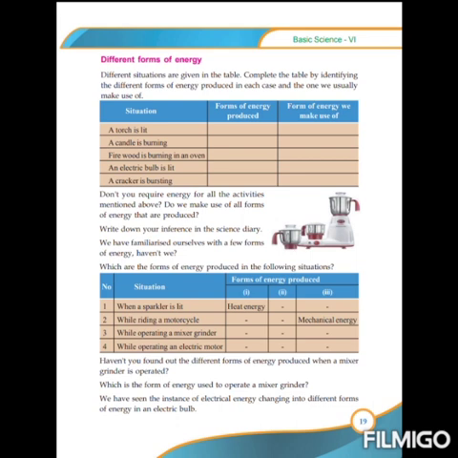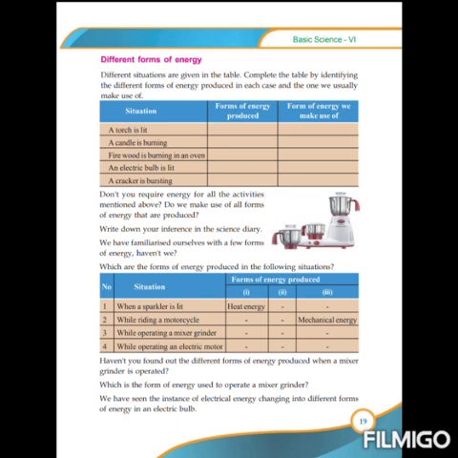Next, while riding a motorcycle, one is given there, mechanical energy. And you have to write the remaining two energies. Now, while operating a mixer grinder, the first energy form will be electrical energy. And you have to write the remaining two energies. Next, while operating an electric motor, the first one will be electrical energy. And you have to write two more forms of energy produced there.